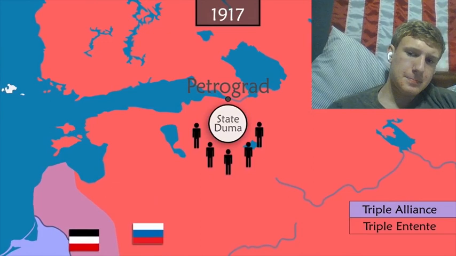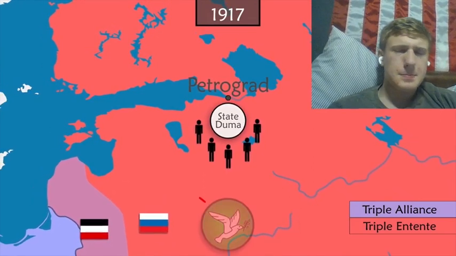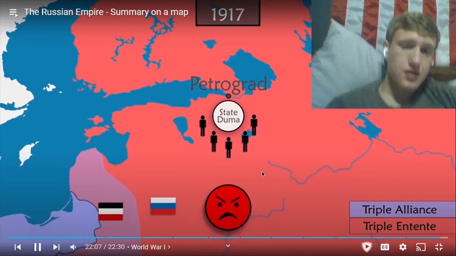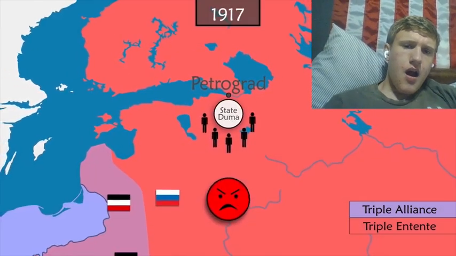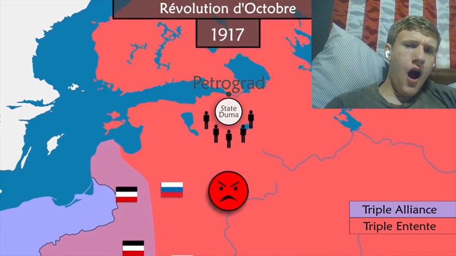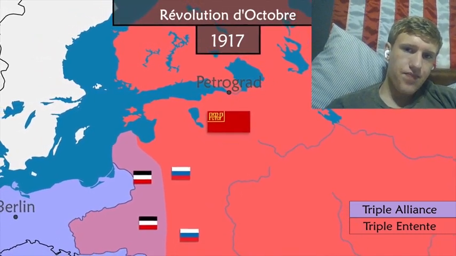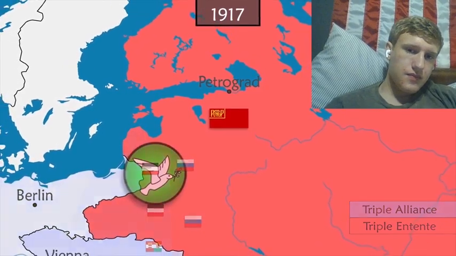It tries to ease tensions, but chooses not to sign a separate peace with Germany. The war continues. Why? The discontent within the population, too. A few months later, during a second revolution, the Bolsheviks, with Lenin at their head, seize power and directly sign a ceasefire with Germany.